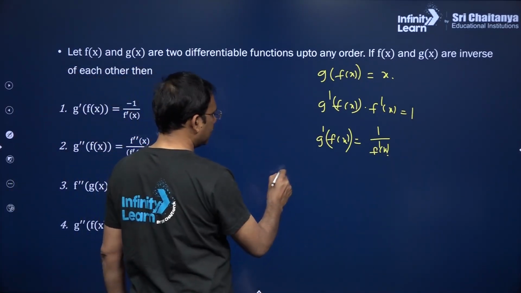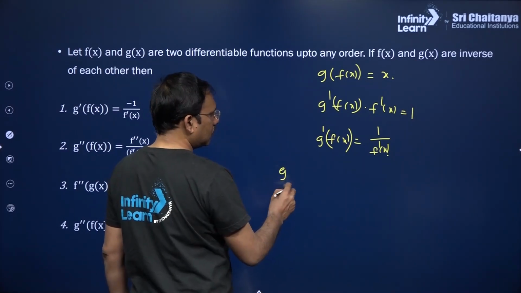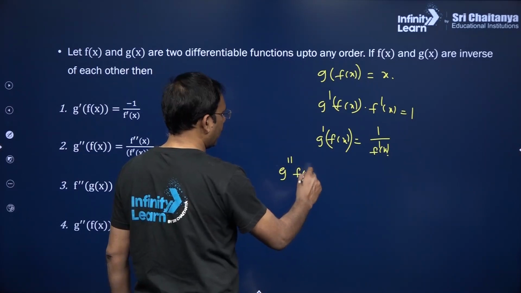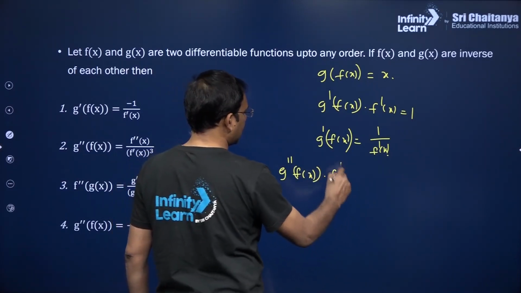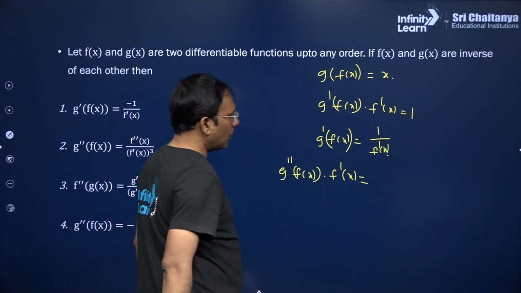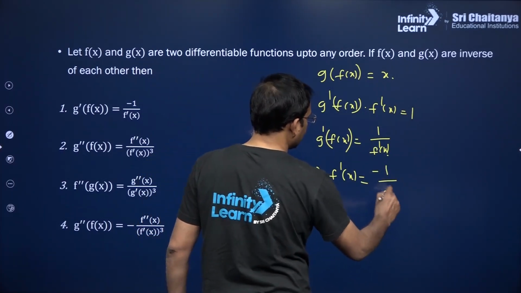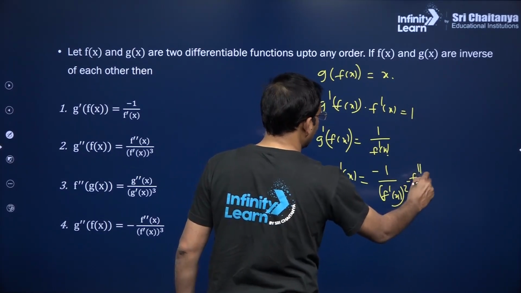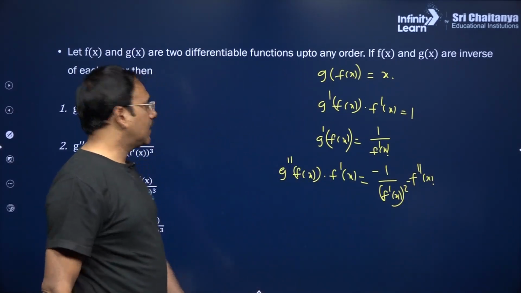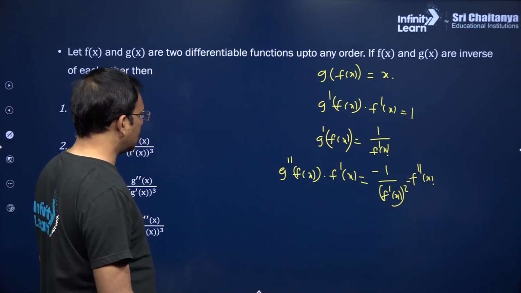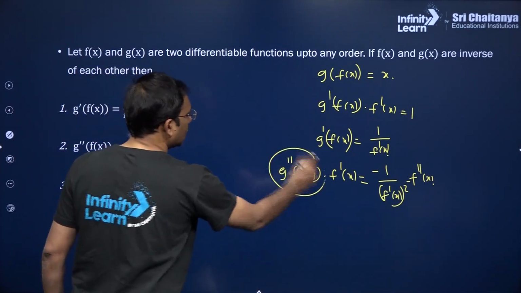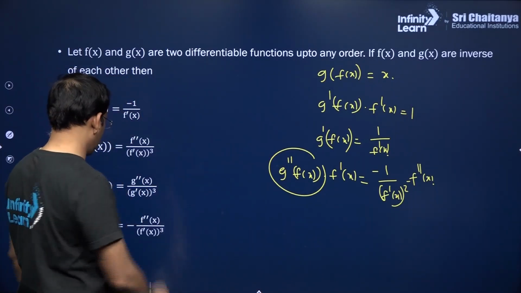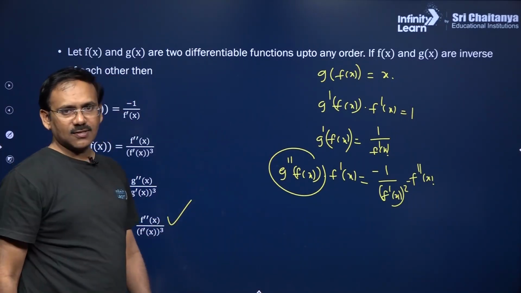So, its derivative, first of all g, second derivative, g double dash of f of x into f dash x is equal to 1 by x derivative, minus 1 by x square into f dash x derivative is f double dash of x. Yes my dear friends. So, you can say now this one I want, this is minus f double dash x by f dash x whole cube, that is it, this is the answer.